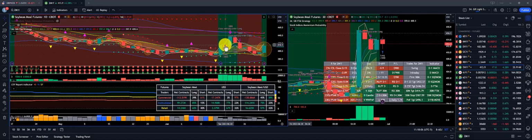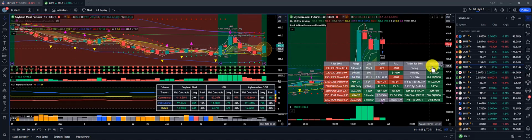Soybean meal, we're looking at a short, which is crowded out long at 85% and 60%. Did have initial entry here with a small loss, and then it went ahead and spiked up, but we do have a pinch here, so we'll see what happens with soybean meal.